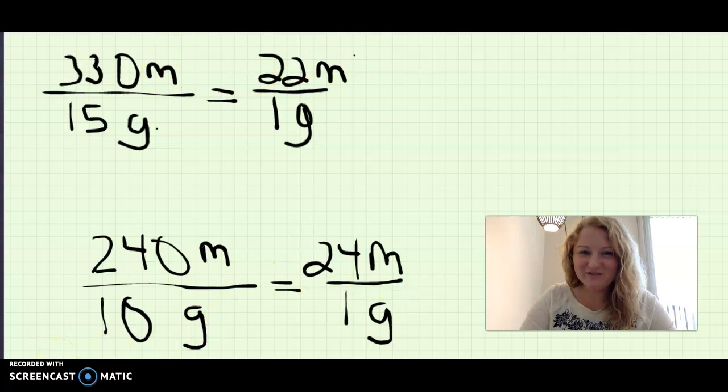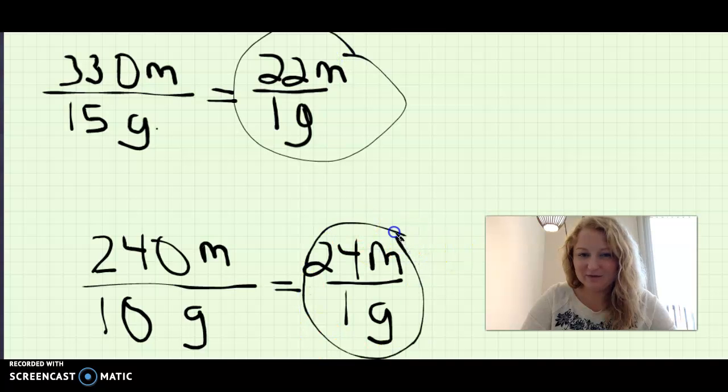Okay, when you solved, you found your unit rates of 22 miles per gallon and 24 miles per gallon. So we would say that this is a greater rate, 240 miles per 10 gallons.